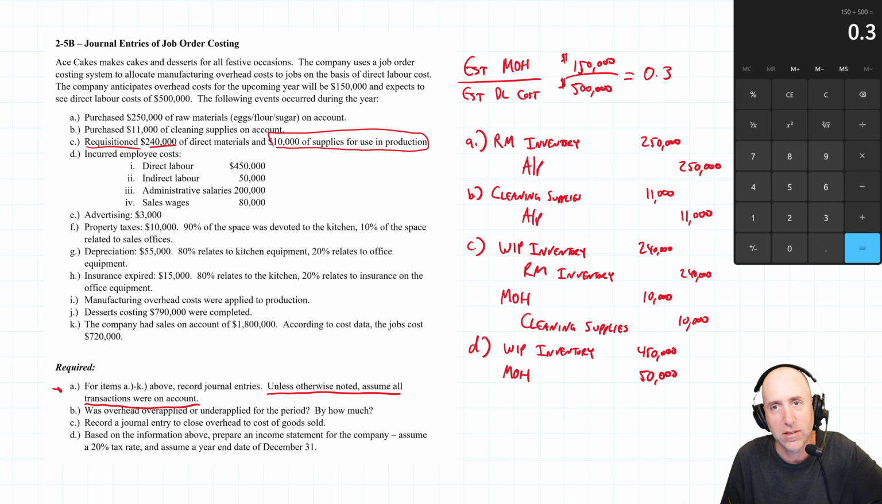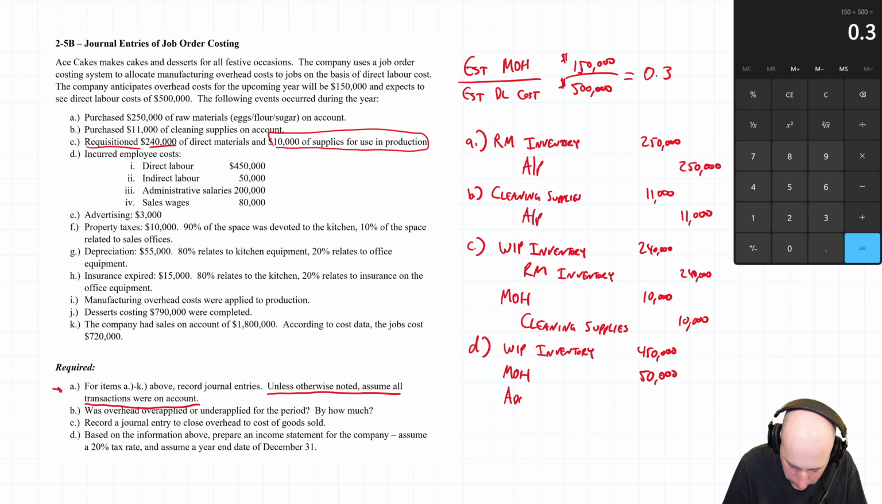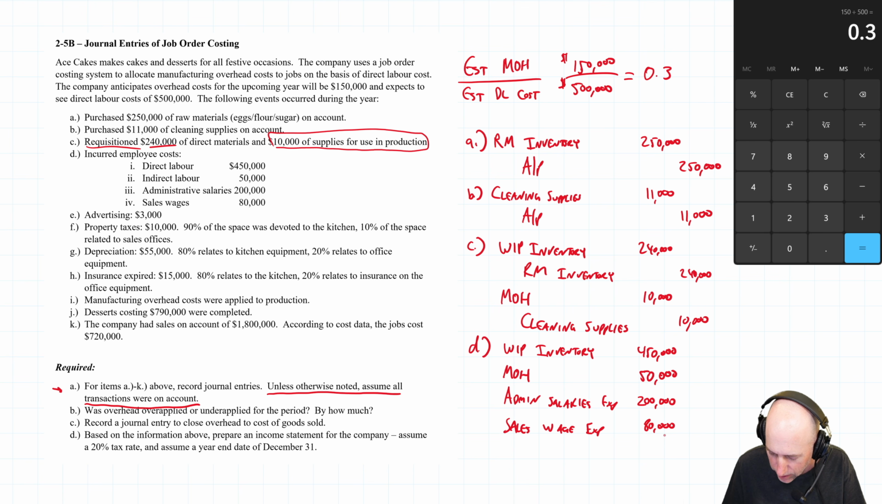These get expensed. So debit admin salaries expense for $200,000. Sales wages, same thing, didn't happen in the factory, therefore we just debit the expense related to the item, $80,000 in this case. Let's total these up. 450 plus 50 plus 280, it's 780 in total. Oops, I did that funny. I don't want to draw a line underneath.